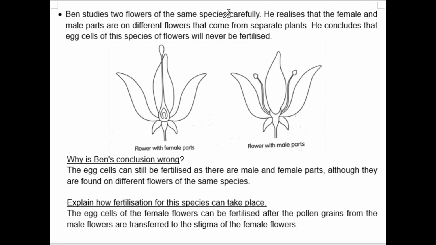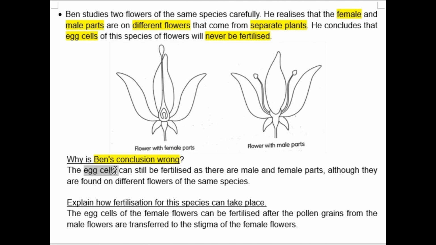Ben studies two flowers of the same species carefully. He realizes that the female and male parts are on different flowers that come from separate plants. He concludes that egg cells of this species of flowers will never be fertilized. Why is Ben's conclusion wrong?